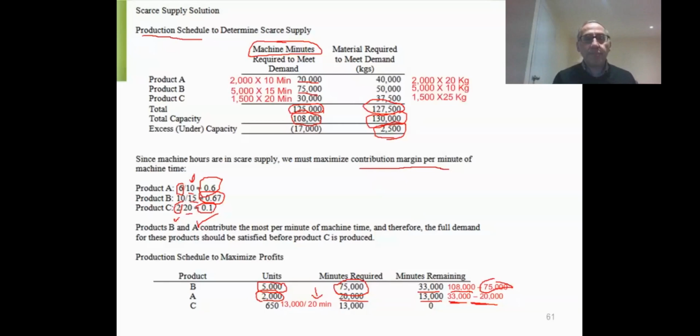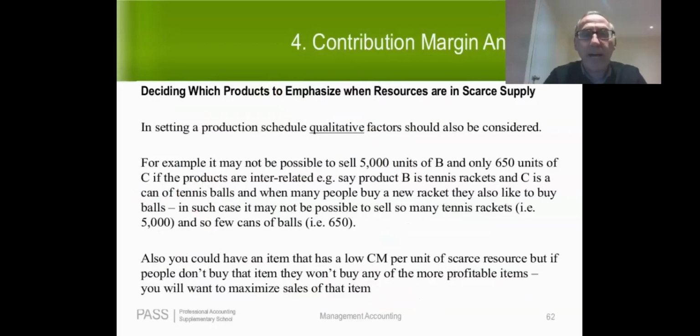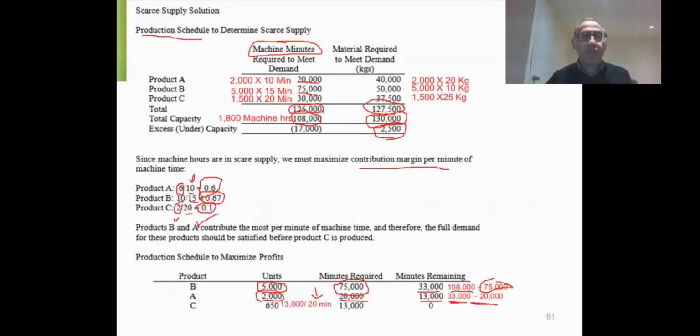Now, if we continue on to the next slide, on a real CPA exam, it's quite likely that in addition to dealing with quantitative work, when you're dealing with a scenario of what products to produce when you've got scarce resources, you may also have to deal with qualitative factors. Usually on the CFE, almost always, when you're making a major business decision, there are qualitative factors too. So in real life, it may not be practical to produce things the way I just showed you here. It may not always be practical to do exactly 5,000 units of B, 2,000 of A, and 650 of C.